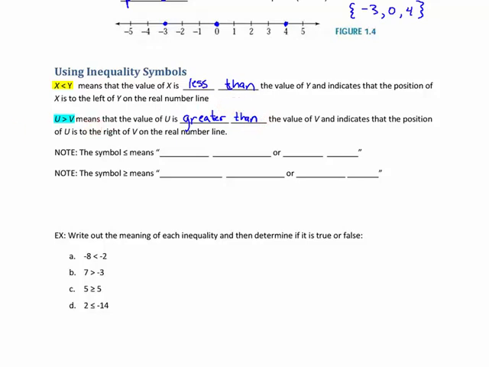One modification that we sometimes make to those symbols is to put a little bar underneath them, as you see in these two examples right here. That means that it includes the equality value. So this symbol means less than or equal to, and this symbol means greater than or equal to.